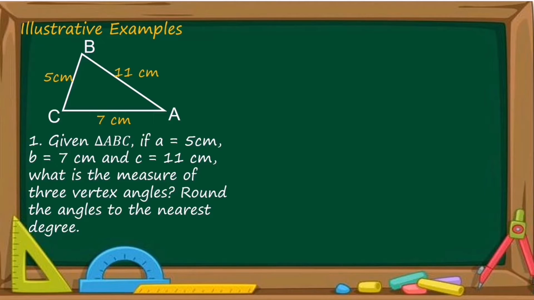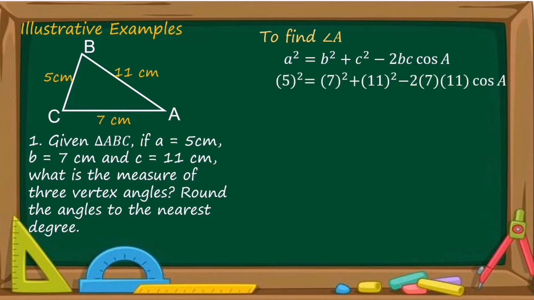So let's start by finding the measure of angle A using the formula a squared is equal to b squared plus c squared minus 2 times b times c times cosine A. Substitute the values. Our a is equal to 5, our b is equal to 7, our c is equal to 11. So therefore, our equation is 5 squared is equal to 7 squared plus 11 squared minus 2 times 7 times 11 times cosine A. The value of 5 squared is equal to 25.